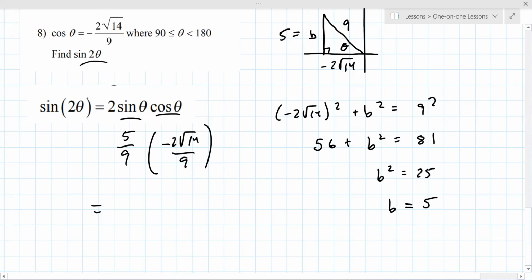So that's what it's asking for, sine of 2 theta. We've got the formula here. So this is minus 10 square root 14 over 81. All right. That's understandable.